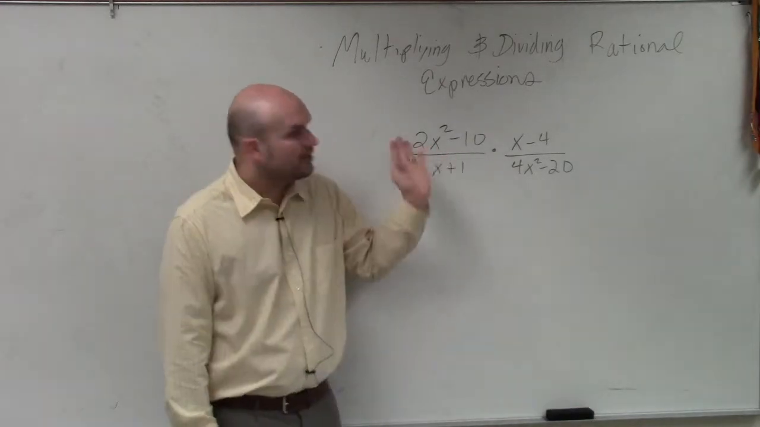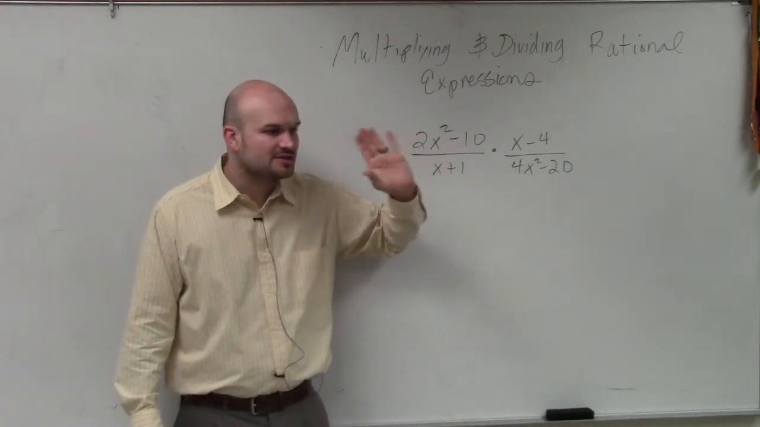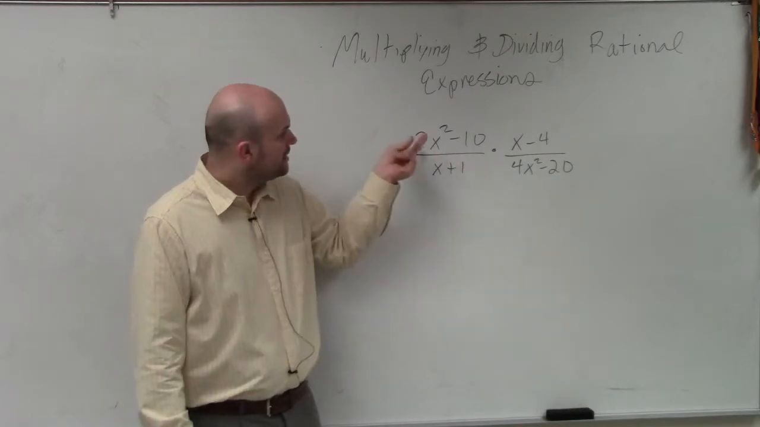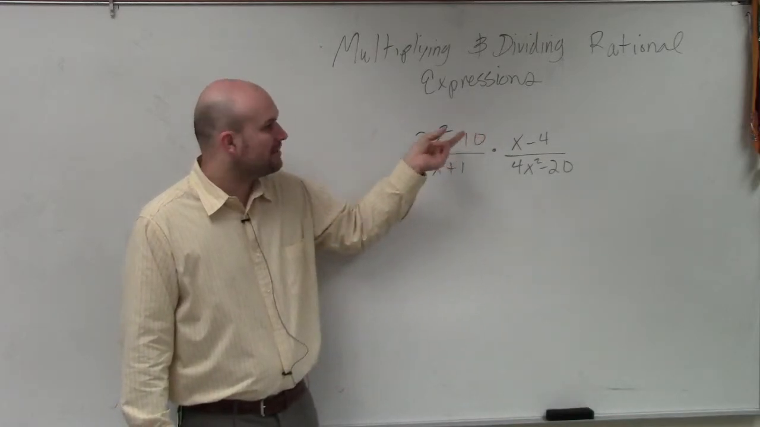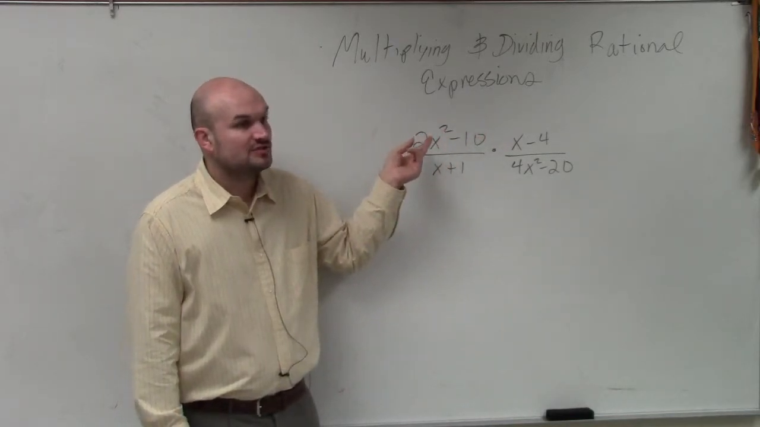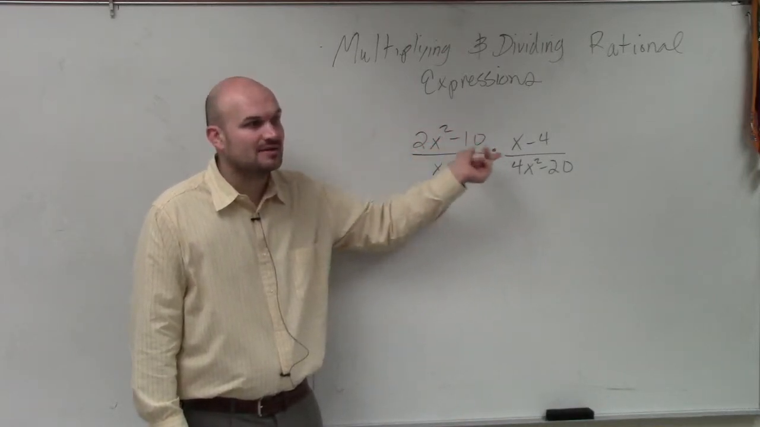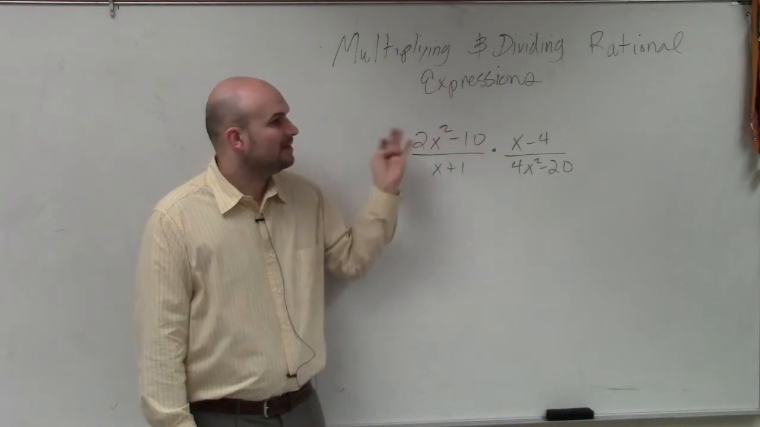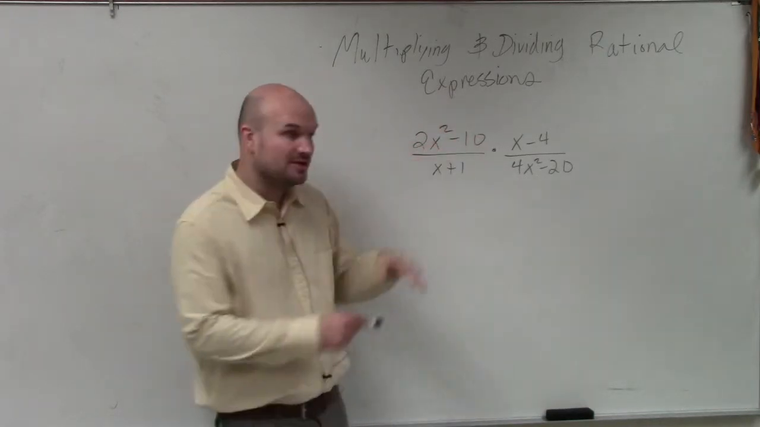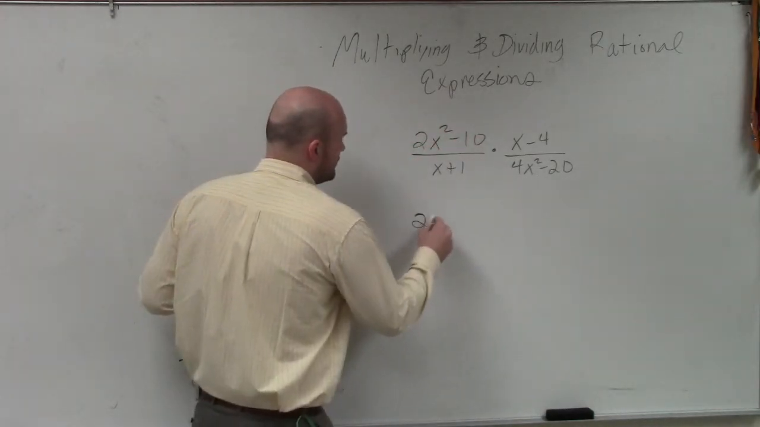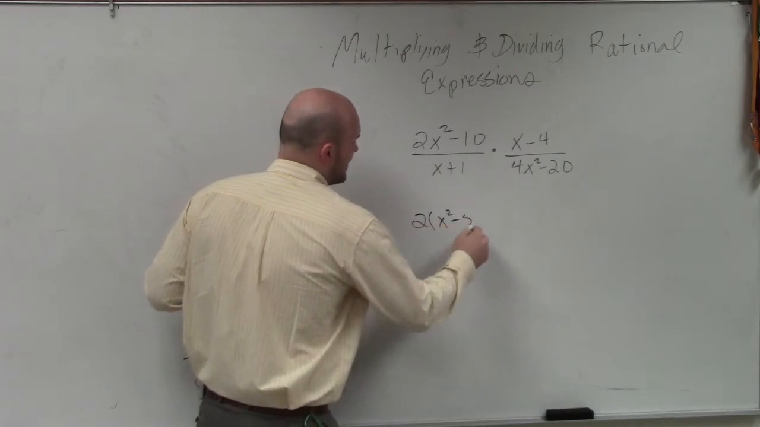So what I would like you guys to do is just look at every single thing separately. Can I factor anything out of 2x squared minus 10? Do these terms share any number or variable that you can divide out? No. What about a 2, right? So you can divide out a 2. If you divide out a 2, you're left with x squared minus 5.